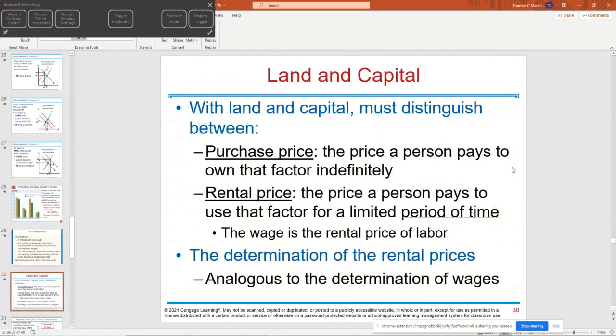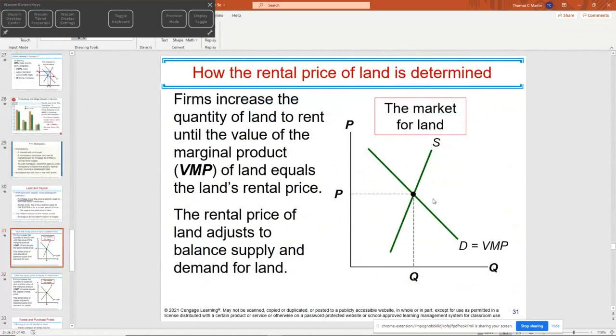Now we can look at land, we can look at capital. The market for land is just like the market for labor. It depends on whether we're going to rent or buy.